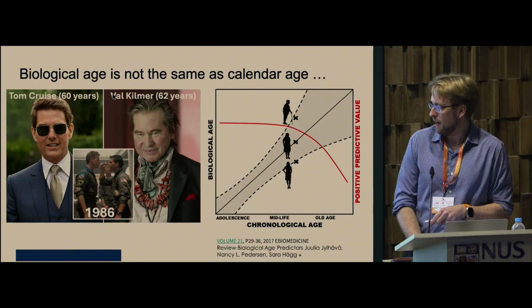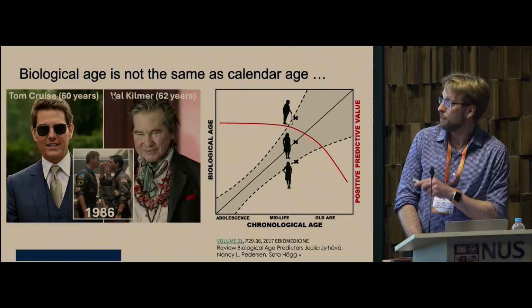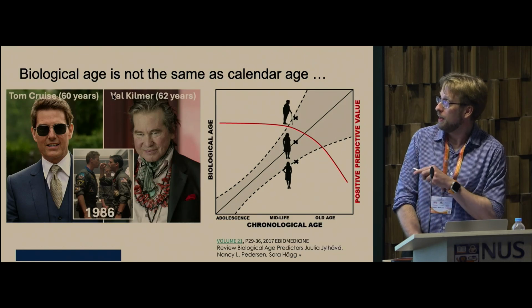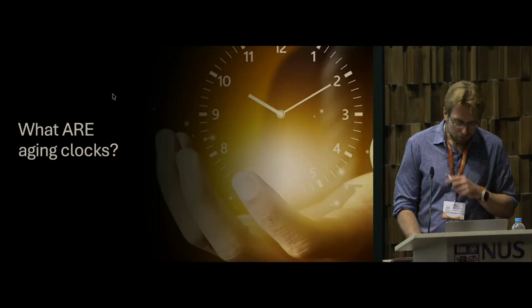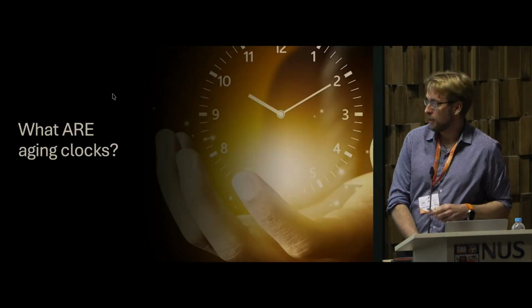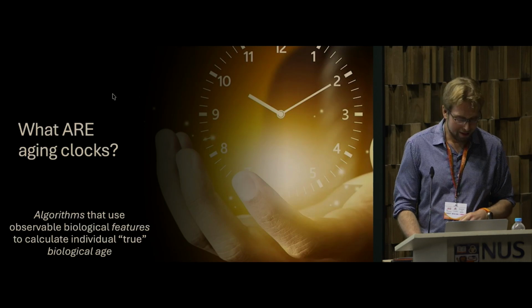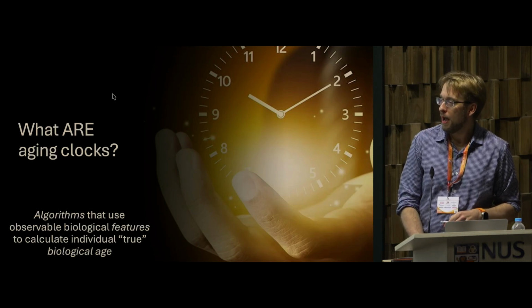So this is a review where Sarah Heck showed this nicely, that there's a big difference, but this would be the perfect correlation between chronological age and biological age, and then people increasingly separate as they age. So what then are biological aging clocks? They're basically algorithms that use some sort of observable feature of the biological system to then assign the true biological age.